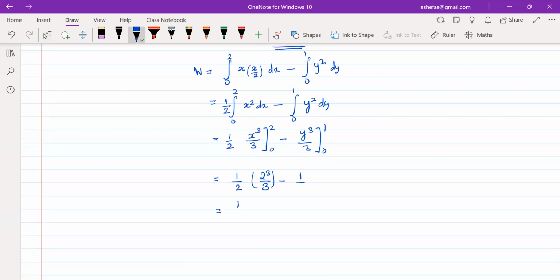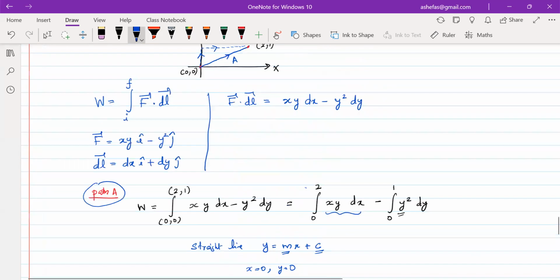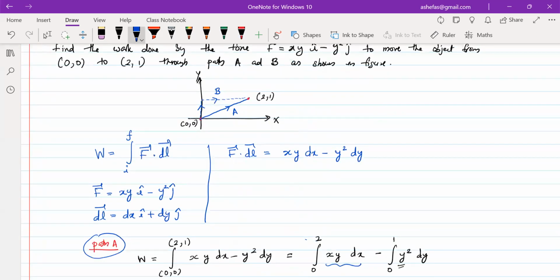So 2 cube by 3 becomes 8 by 3, minus 1 by 3. So the final answer is, sorry, the final answer is 3 by 3, and therefore it will be equal to 1. So the work done from the point 0, 0 to the position 2, 1 through the path A is 1. So W, the work done through the path A, is 1.